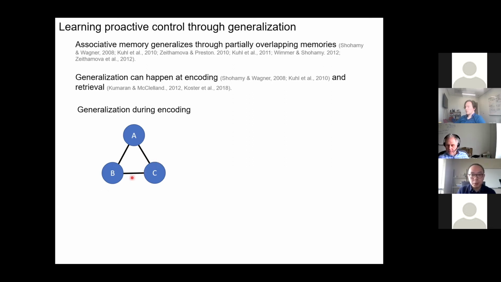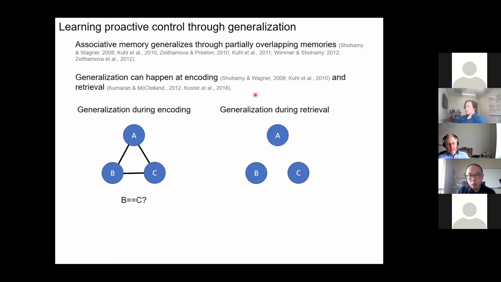And in that case, because B and C have been integrated, B and C are associated automatically. So that's during encoding, and this is before we probe the participants on whether B and C are associated. That's an important point.